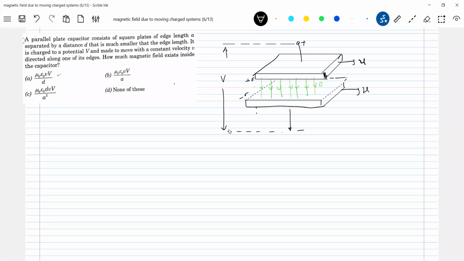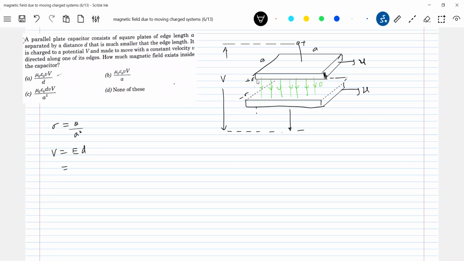So first we'll get into the charge density. How to calculate charge density? Sigma equals Q by A, where A is the area of cross section. Then Q equals sigma A. So V equals, we write like this, E into D, the potential difference.